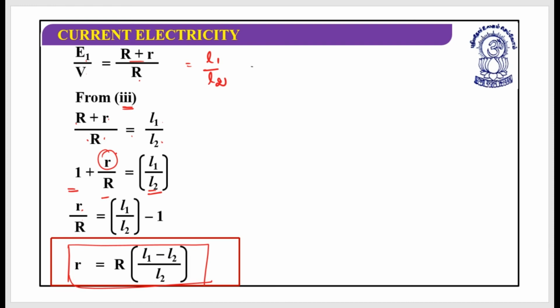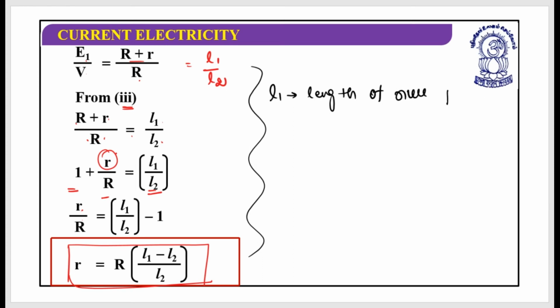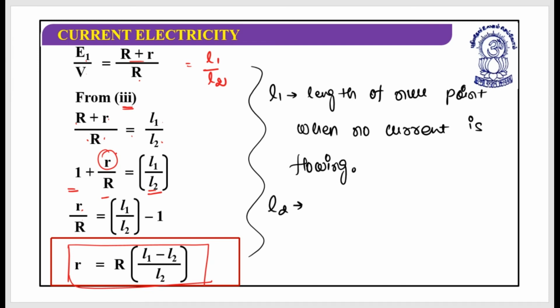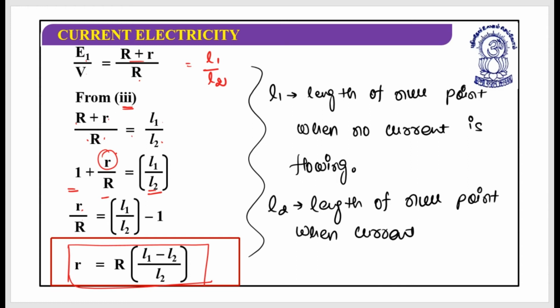Now in this situation, L1 is the length of null point when no current is flowing, and L2 is the length of null point when current is flowing through the circuit.